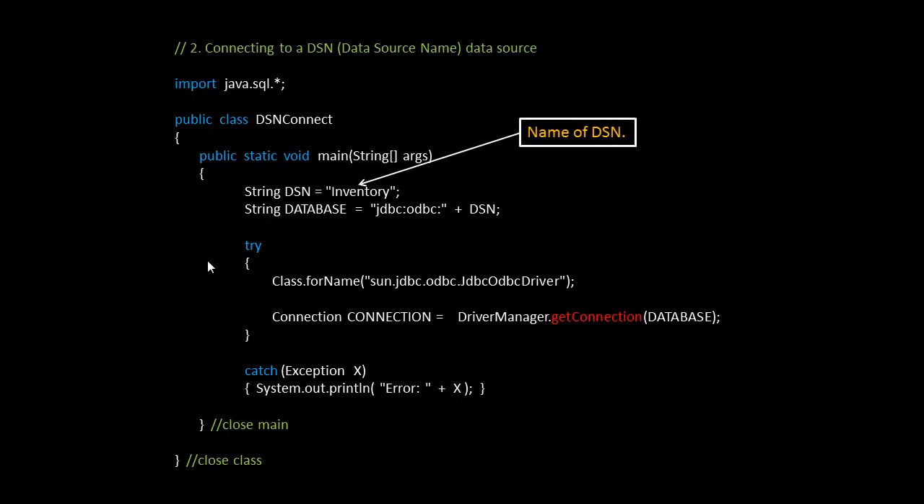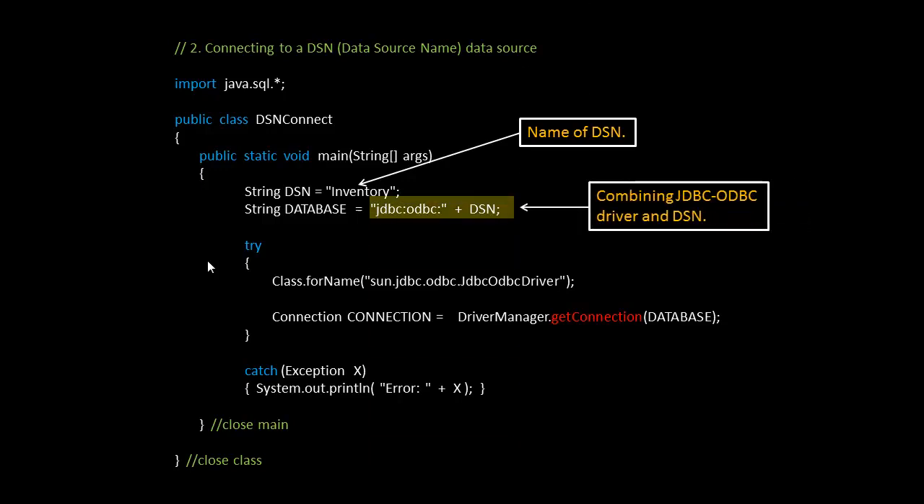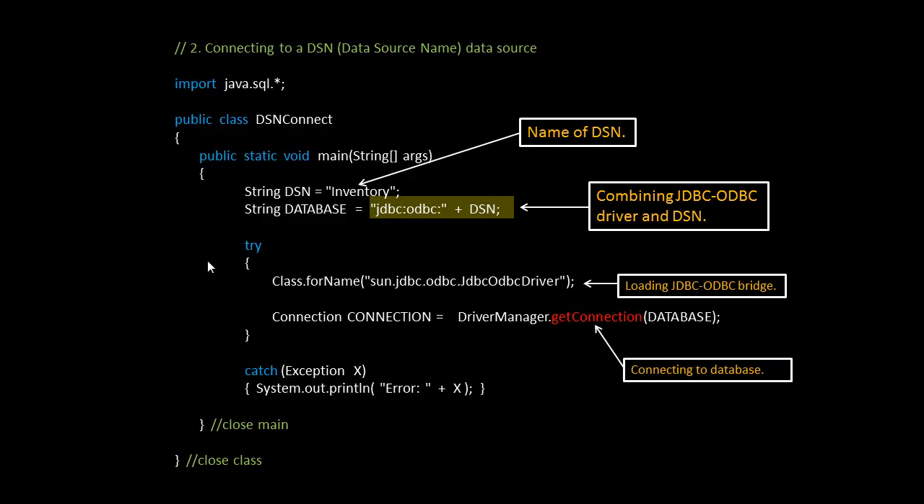First, we're going to specify the name of the DSN that we previously set up before we began to code this project. And then we're going to concatenate it and combine the JDBC ODBC driver and the DSN name. Okay, we're going to dynamically load the JDBC ODBC bridge driver with the forName method. And then we're going to call the function getConnection, passing in our string as an argument or a parameter to the driver manager object. And we're going to assign the return result to a connection object called connection.